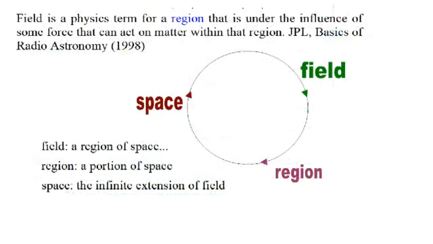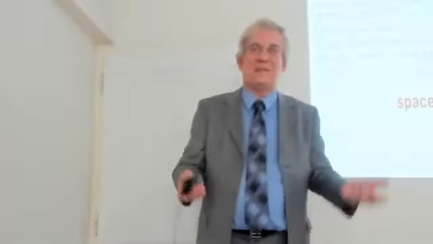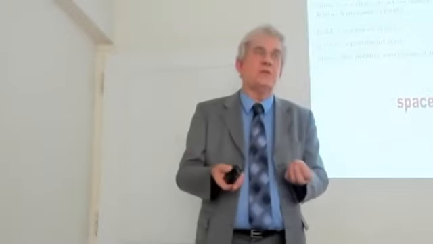That's a concept. Field in physics is a term for region. That's all it is, a region around an object, okay? And that's under the influence of some force that can act on matter within the region. Okay? So all you have is something else coming close to that region, and it's influenced by this invisible, unknown thing called a field. That's all it is. But then if you look at the definition, field is a region of space. You look up the word region, it's a portion of space, and you look up the word space, it's the infinite extension of field. So you have the full circle there. That's what it is. We have no real definitions for these words.